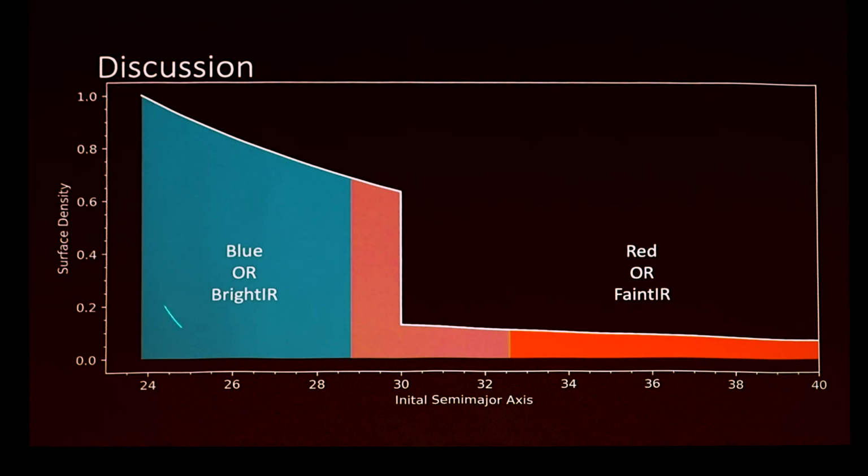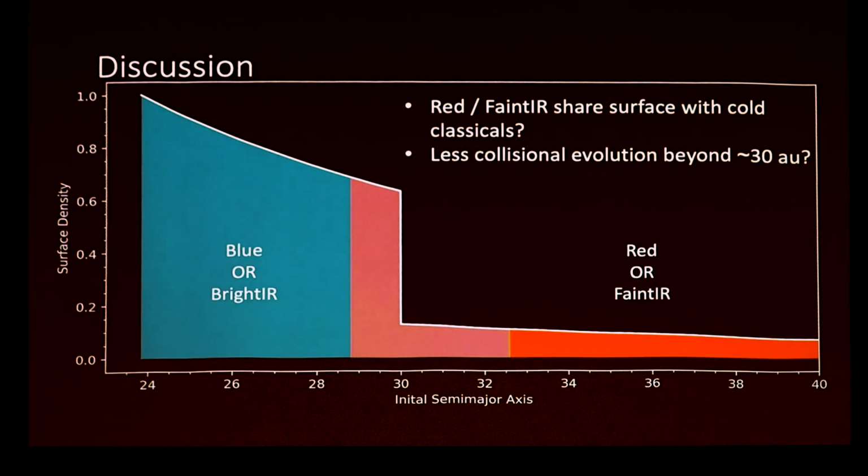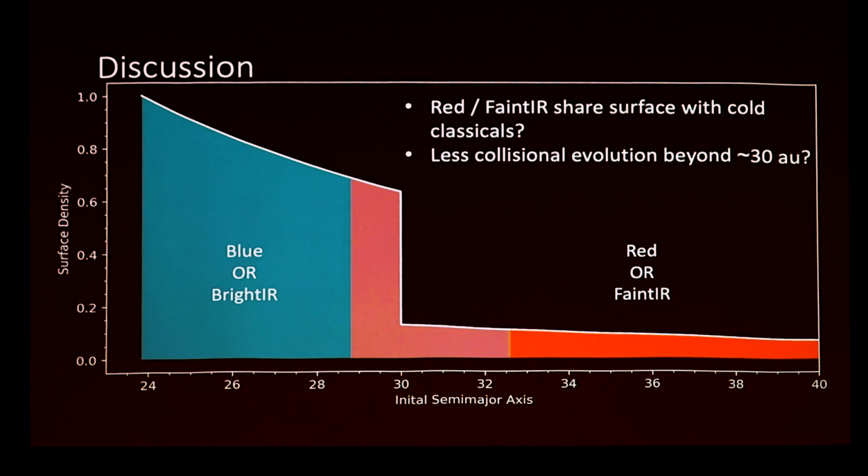And based on this, it looks like over here we'll have blue or bright IR, and over here we'll have red or faint IR. And in here, this is where those uncertainties overlap. So I'm thinking that the transition is somewhere in this region, which is, I think, quite an interesting result because it means that this is in agreement with the cold classicals and the red and the faint IR all being a single surface, which is, you know, nice to see. If I got the opposite way around, it would have been not very reassuring.